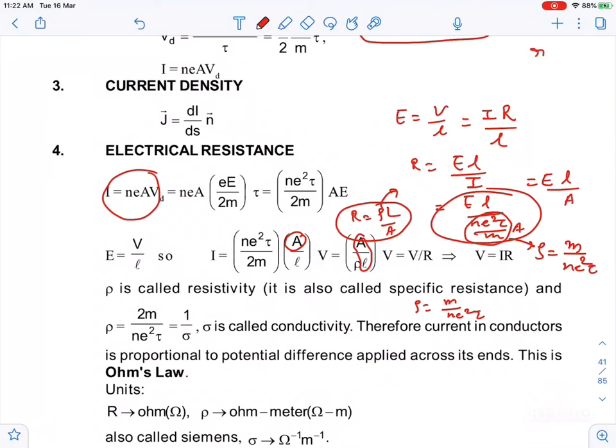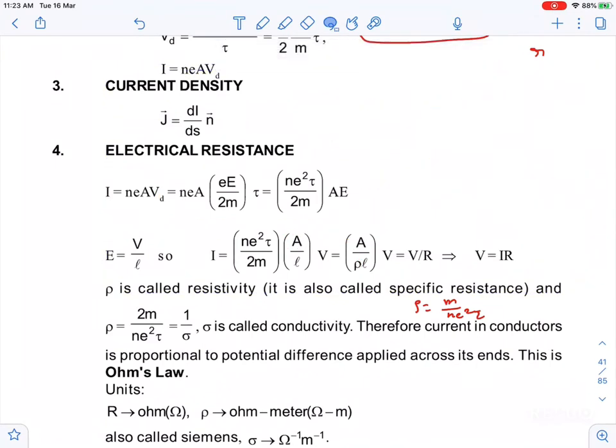So can I write this as E into L divided by A into 1 by rho. This becomes rho L by A, then this becomes V by E. So on comparing, R is equal to rho L by A. In short, if I want to justify all the points, this is the final conclusion: you have to remember the formula current I is equal to N E A V drift. First formula you should remember this one.